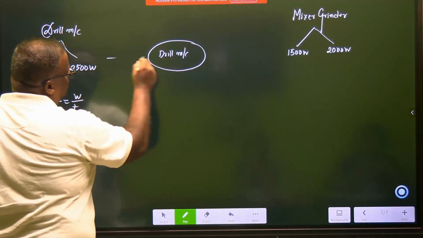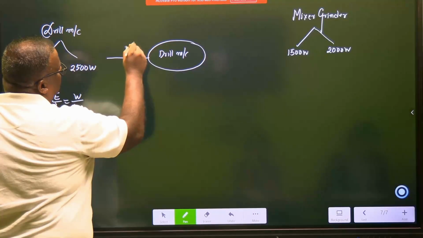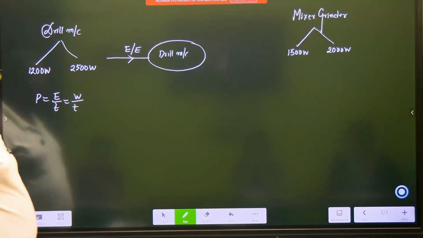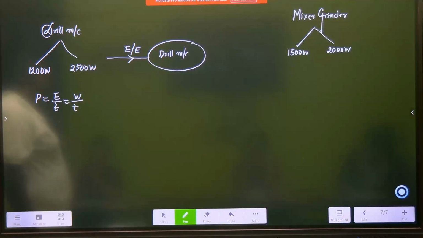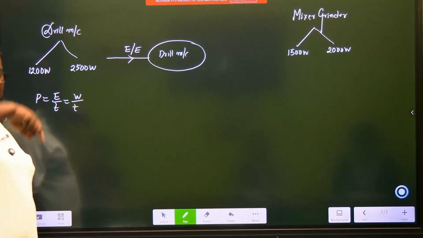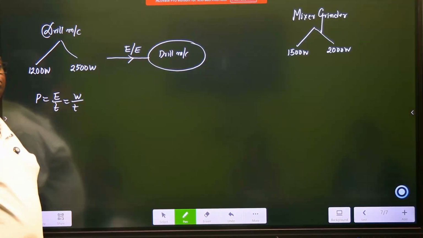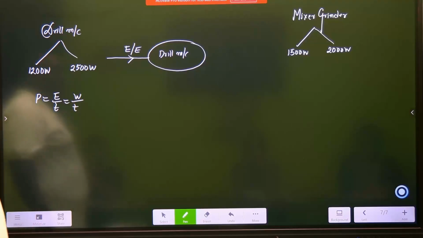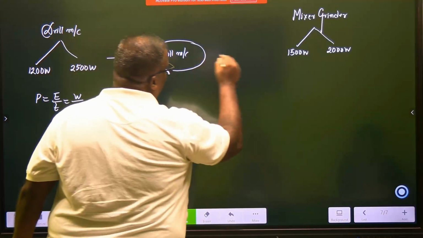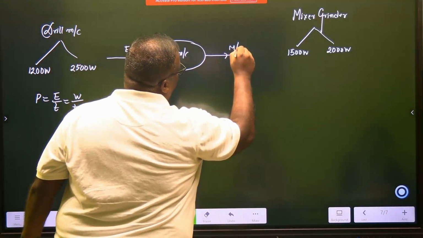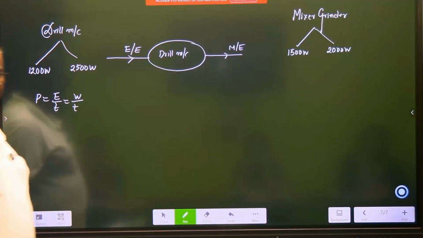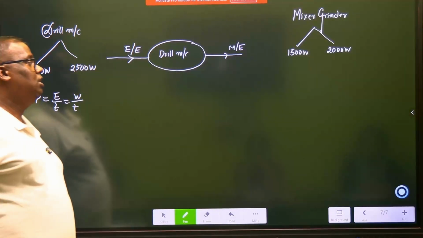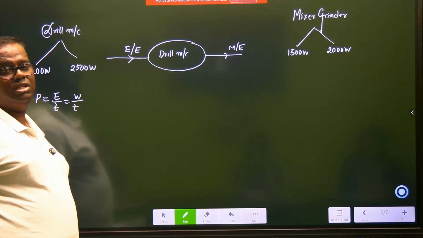The drill machine is going to take electrical energy from the power. It's a machine. It does not create its own energy. No one creates energy. Everyone converts energy. A device which converts energy is an engine. A machine is any item which makes your job much easier. So the machine is going to take up electrical energy, and finally the drill machine is going to rotate. So it's going to convert it into mechanical energy.